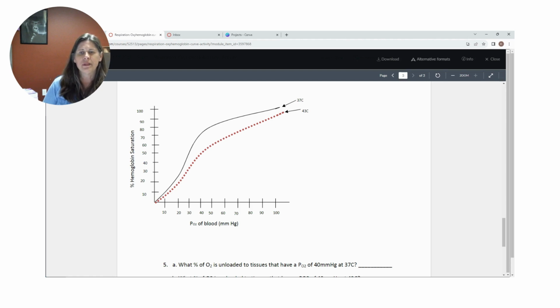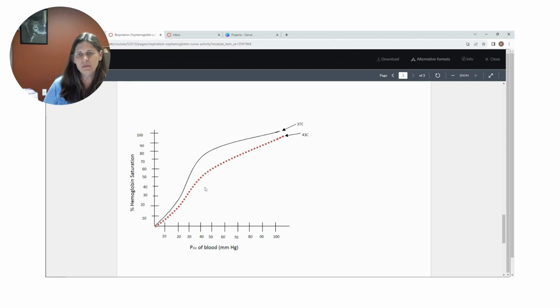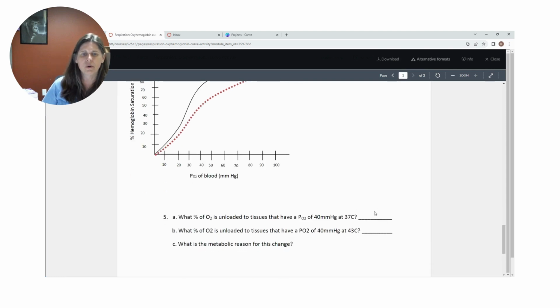And when we do that, we're at about 75% saturation. But the question is, what was unloaded? So if we started with 100% saturation and we got to the tissues and now we're 75% saturated, 100 minus 75 is 25% was unloaded or released. That's this answer.